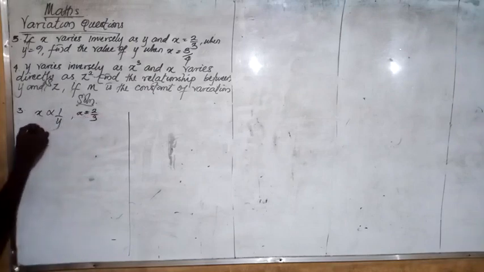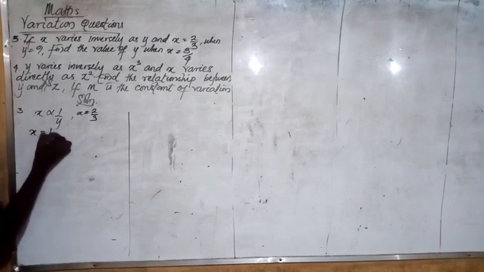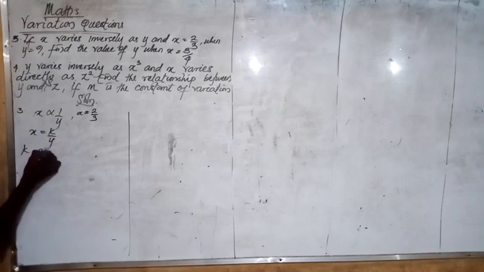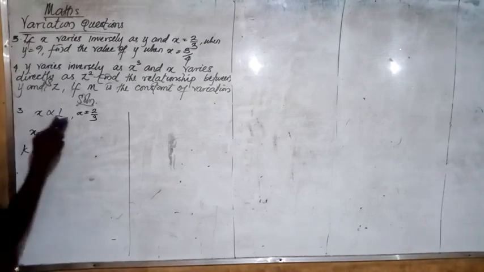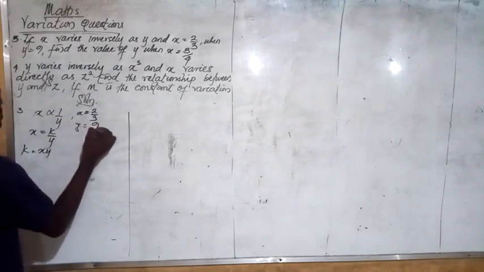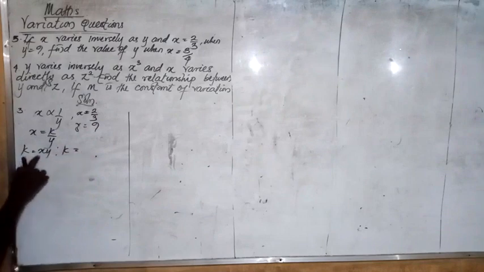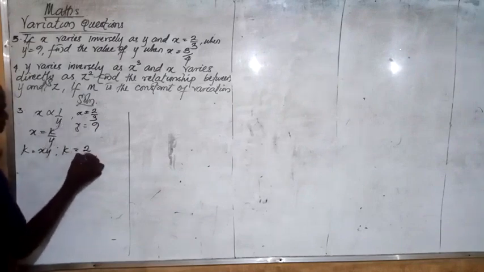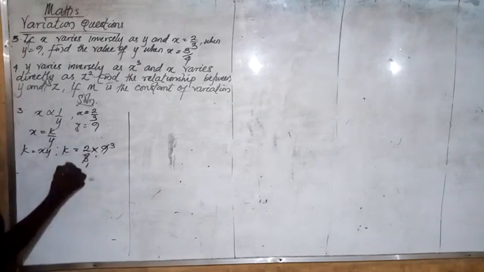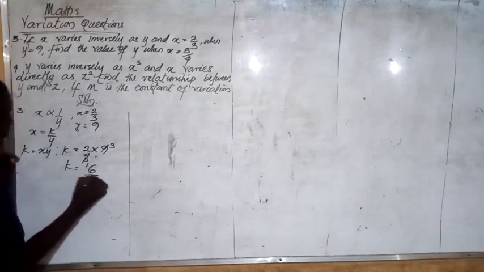So from here we know that by introducing the constant of proportionality we have x will be equal to k over y, so that our k in that case will be xy. So x is given to be 2 over 3 where y is given to be 9. So to find k, we have k will be equal to x times y, which will be 2 over 3 times 9. So this takes care of this. So we have k equals 2 times 3, and that will be 6.